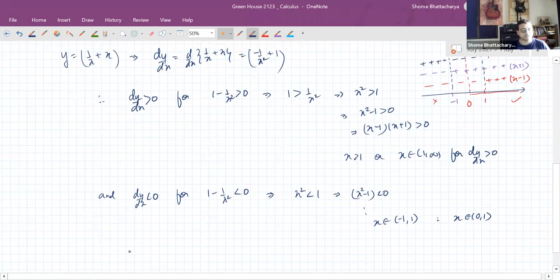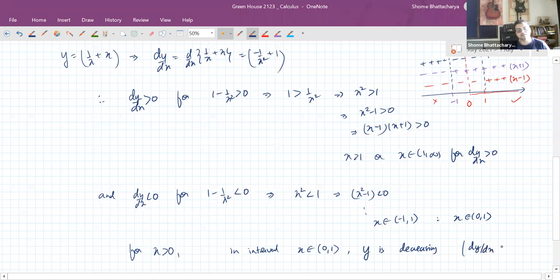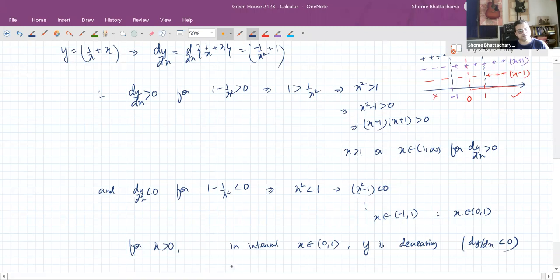So this analysis is telling us that for x being greater than 0, in the interval x being 0 to 1, y is decreasing, because dy by dx is negative. And in the interval x going from 1 to infinity, y is increasing because dy by dx is positive.